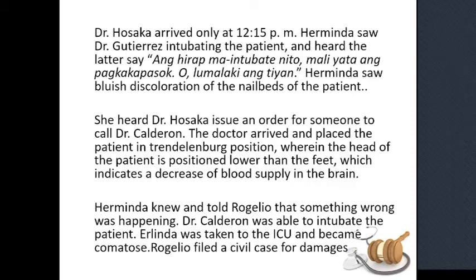And she heard Dr. Hosaka issue an order for someone to call Dr. Calderon. So, Dr. Calderon was another staff of the hospital. Dr. Calderon placed the patient in the Trendelenburg position, wherein the head of the patient is positioned lower than the feet, which indicates a decreased blood supply in the brain. So they were doing an emergency procedure to urgently provide oxygenation for the patient. Herminda knew and told Rogelio that something wrong was happening. So Dr. Calderon was finally able to intubate the patient. Erlinda was taken to the ICU and became comatose, unfortunately.